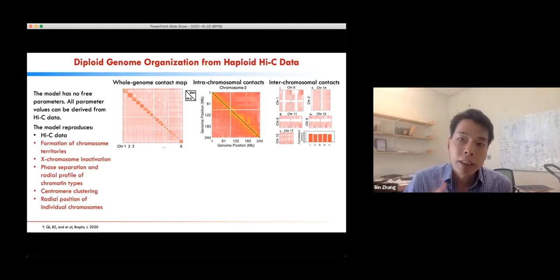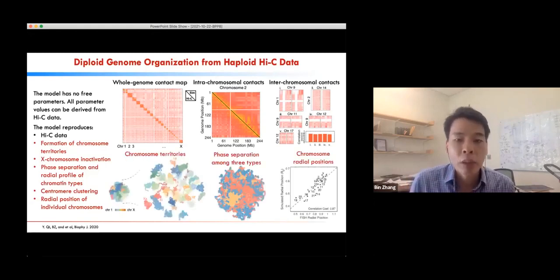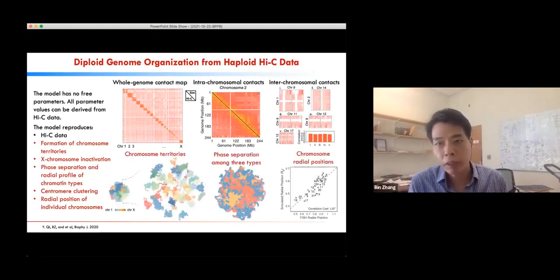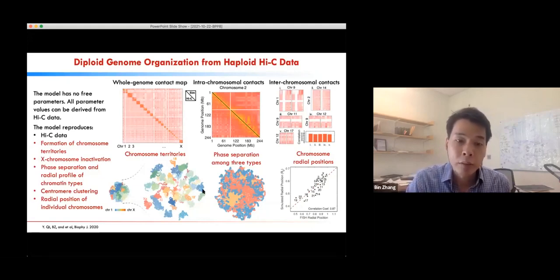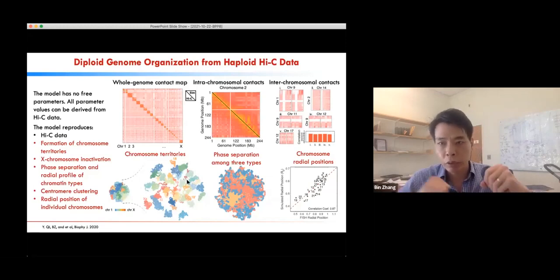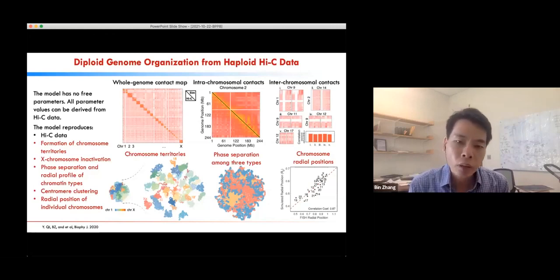And importantly, in addition to the Hi-C, we also compared with a set of qualitative and quantitative image results. In particular, the chromosomes are known to form territories, and you can readily see that from our simulation structure as well. Here, each chromosome is assigned a unique color, and this is basically a blow-up of the simulation structure. And you can see that each chromosome is more or less collapsed. There's very little intermingling among them.